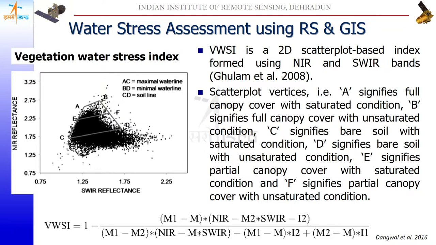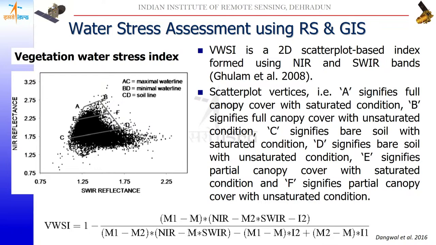And as it is mentioned here, the left side of the figure in the slide shows the scatter plot of NIR reflectance versus shortwave infrared band reflectance, with the points A, B, C and D. So what are A, B, C, and D? As mentioned in the text, A defines a full canopy cover with saturated condition. It means there is full water, or a well-watered condition.